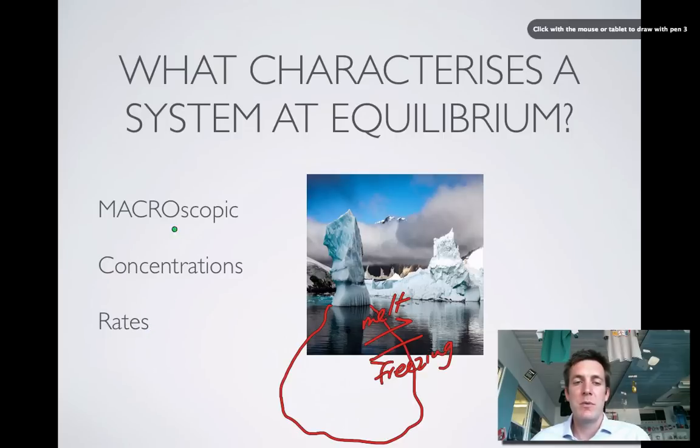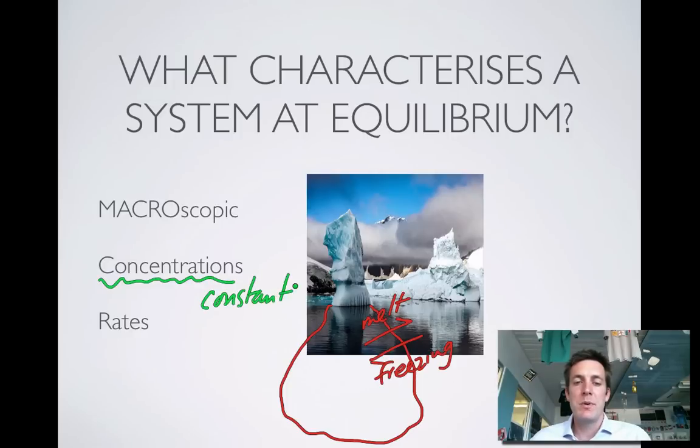So if we start off by understanding what macroscopic means, you can see it with your eyes. It's observable from a distance, as opposed to microscopic where you have to get really very, very close indeed to see it. So on a macroscopic level, if this system was at equilibrium, it would seem as though the amount of ice and the amount of water wasn't changing. The iceberg isn't melting and it's not getting any bigger. So in other words, the concentrations of ice and water in this system are constant.